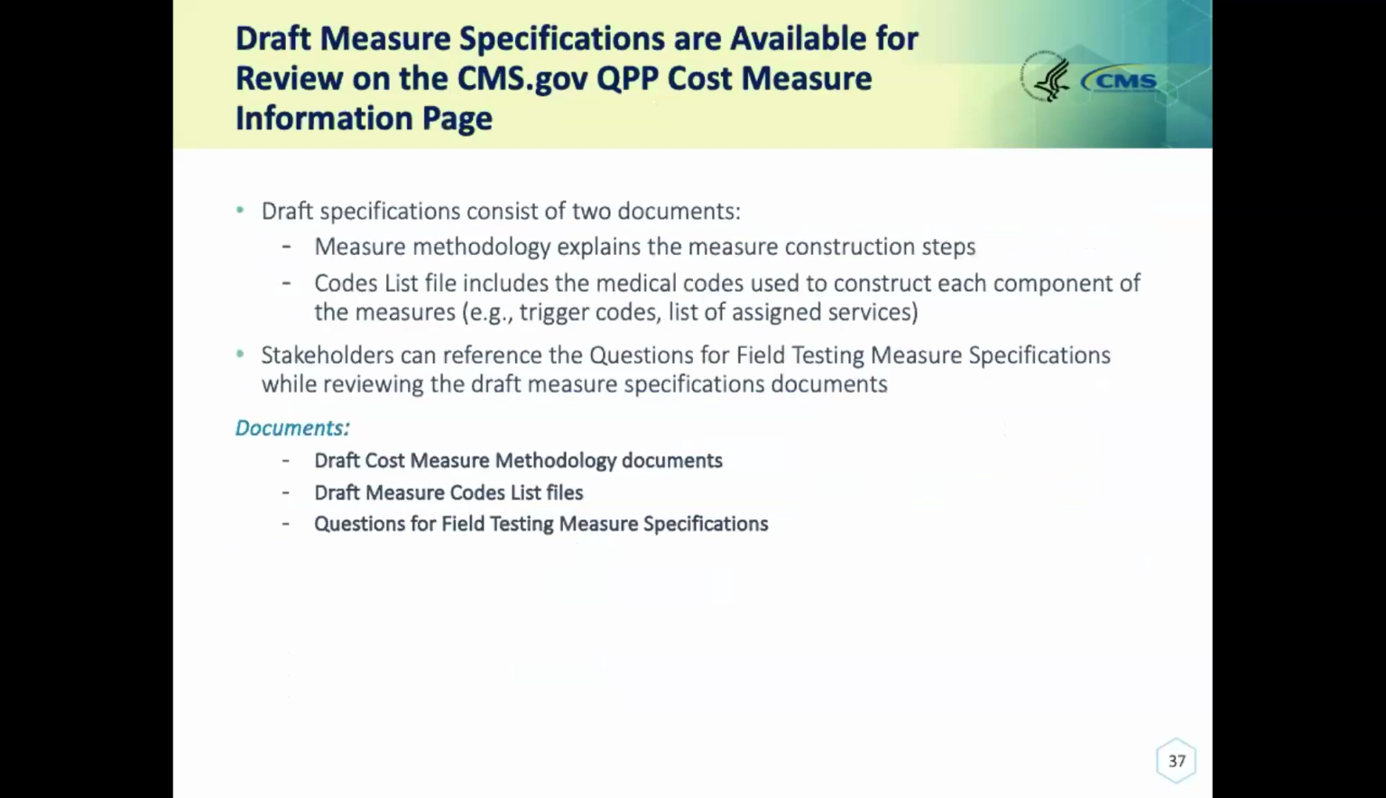Next slide. We've also posted draft specifications, and these include measure methodology, which explain the measure construction, and the codes list, which detail the medical codes used to construct each element of the measure. Elements include triggers, subgroups, attributable specialties, assigned services, risk adjusters, and exclusions. And we also have a document that lists out the set of questions for each measure, which is a starting point for folks to review when they're thinking through the specifications, especially if you don't want to click through the surveys. However, as Ray mentioned, you can provide feedback on any aspect of the measure. Next slide.